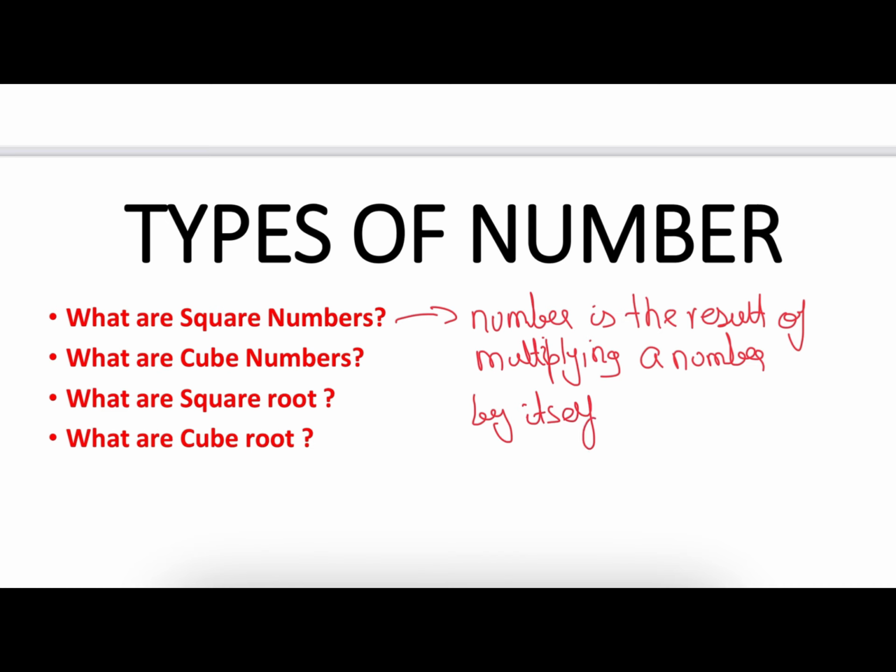So for example, 2 square means 4. How do I get 4? A square number is the result of multiplying a number by itself. 2 square means you have to multiply 2 by 2, so 2 times 2 is 4. That's how we get 2 square. You must know the squares of 1 to 15 at least. 2 square is 4, 3 square is 9, 4 square is 16, 5 square is 25, and so on.